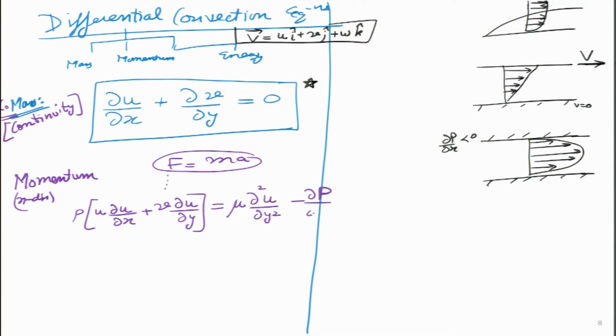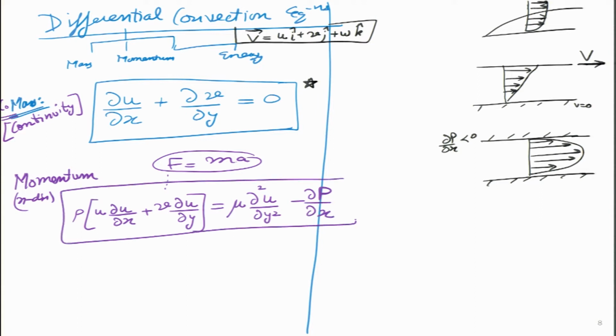This is del P by del X. Okay. And finally, what we can do is go ahead and write the energy balance equation. And this one will be slightly longer.